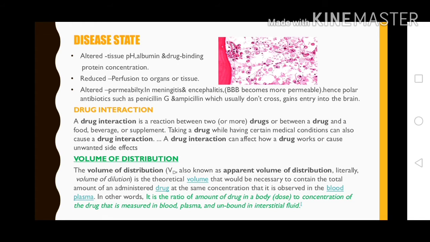Our next topic is volume of distribution. Volume of distribution is an important topic. It is denoted by VD, and it is also known as apparent volume of distribution. It is the theoretical volume that will be necessary to contain the total amount of administered drug at the same concentration that is observed in the blood plasma. In simpler words, it is the ratio of the amount of drug that is in the body to the concentration of drug that is measured in the blood plasma and unbound in interstitial fluid.